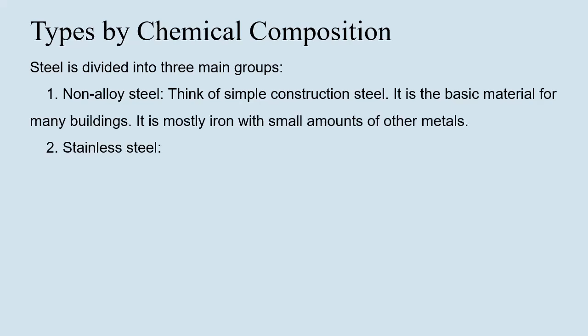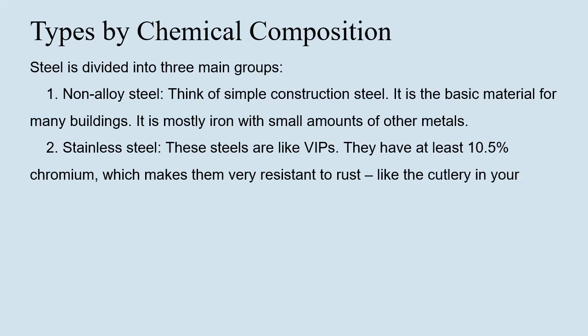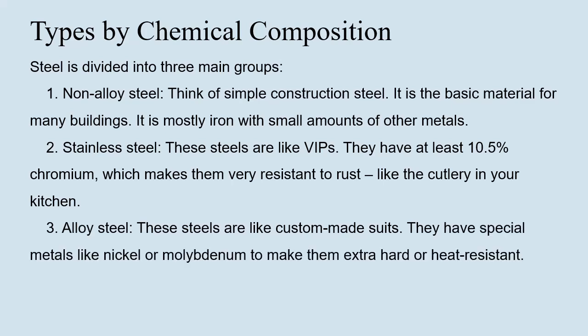It is mostly iron with small amounts of other metals. Second, stainless steel. These steels are like VIPs. They have at least 10.5% chromium, which makes them very resistant to rust, like the cutlery in your kitchen. Third, alloy steel. These steels are like custom-made suits. They have special metals like nickel or molybdenum to make them extra hard or heat-resistant.